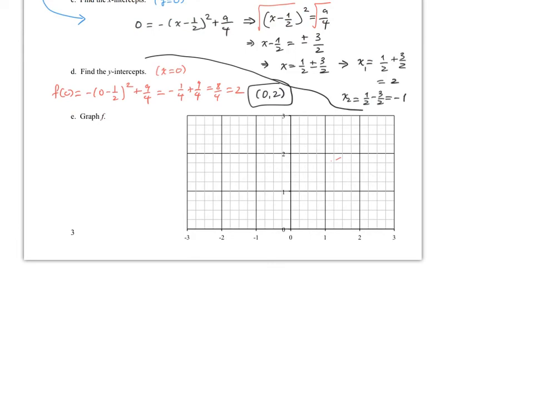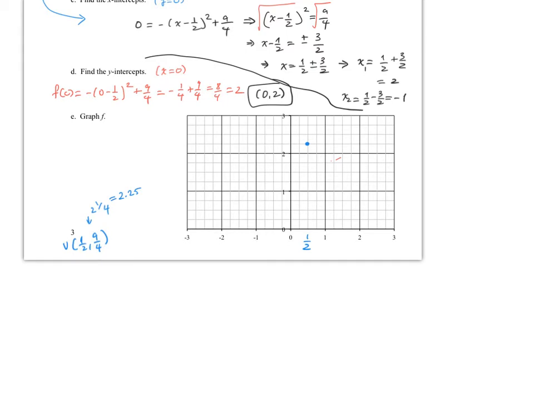Right, the last thing you have to do is the graph. You should always start with the vertex. Remember, the vertex was (1/2, 9/4), and 9/4 is the same thing as 2 and 1/4. Sorry, 2 and 1/4. Remember, you multiply 2 times 4 is 8 plus 1 is 9. Or in decimal, this is 2.25. So the vertex is (1/2, 2.25), which is somewhere here.